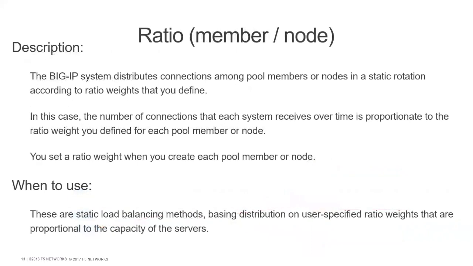The ratio, it will distribute connections among pool members in a static rotation. In this case, the number of connections that each system receives over time is proportionate to the ratio weight defined for each pool member or node. So basically this one we're going to see in the next slides. We set up a ratio for each pool member or node.